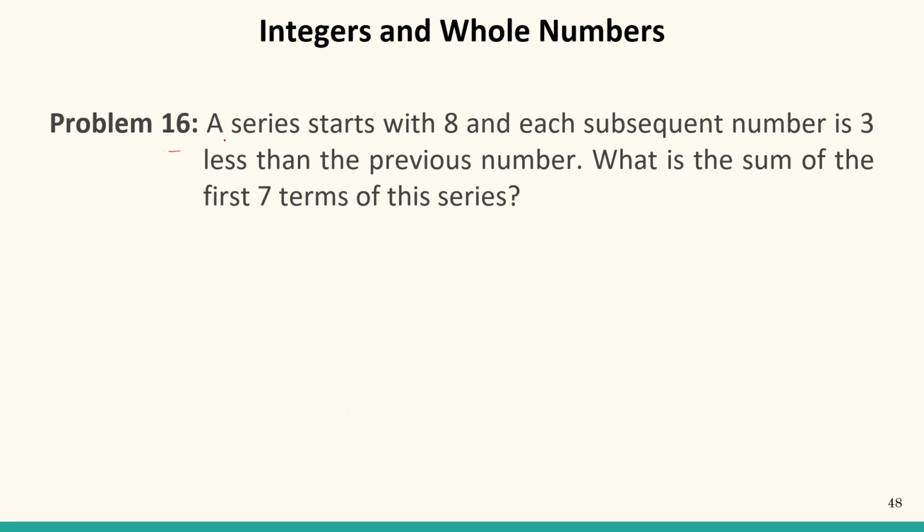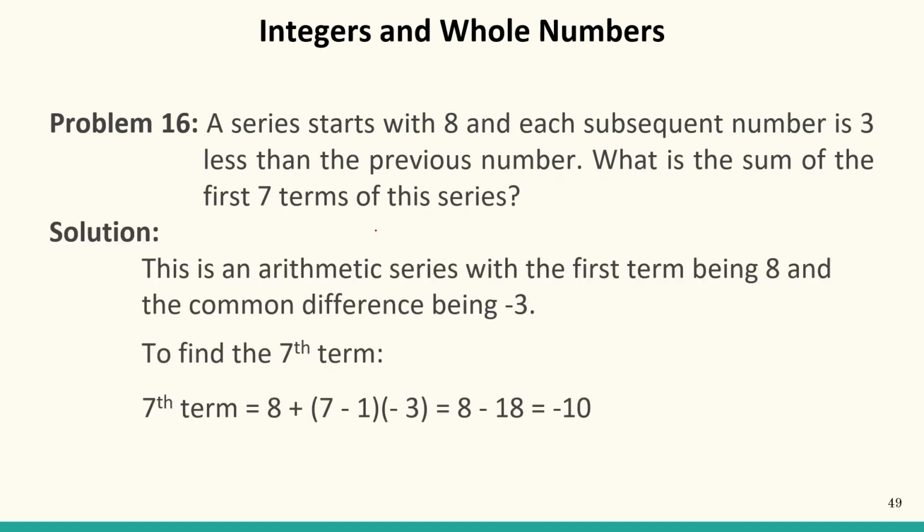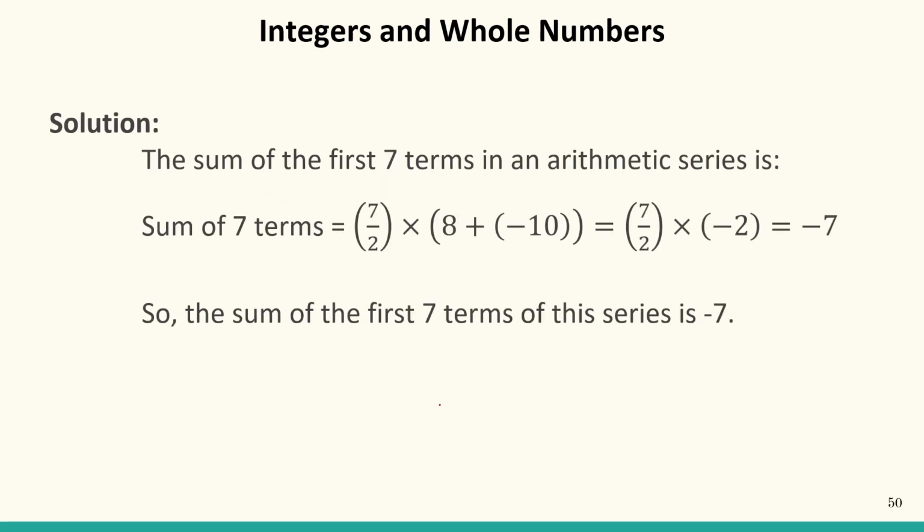So problem number 16. A series starts with 8 and each subsequent number is 3 less than the previous number. What is the sum of the first 7 terms of this series? Okay, so this is an arithmetic series with the first term being 8 and the common difference being minus 3. So the seventh term is equal to what? 8 plus 7 minus 1 into minus 3 is equal to 8 minus 18 is equal to minus 10. So the sum of the first 7 terms in the arithmetic sequence is what? It will be minus 7. So the sum of the first 7 terms of the series is minus 7.